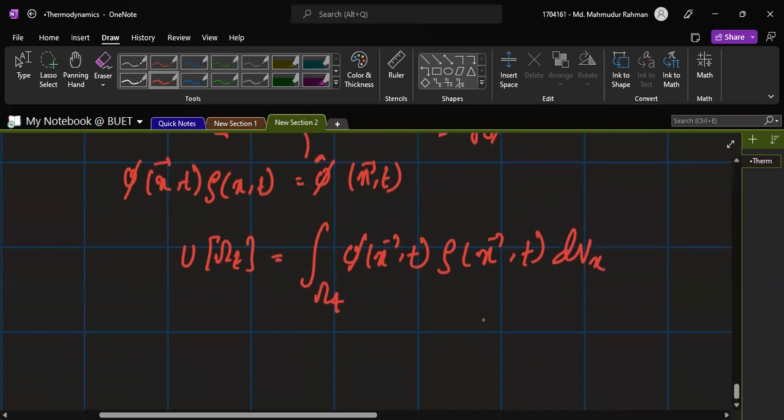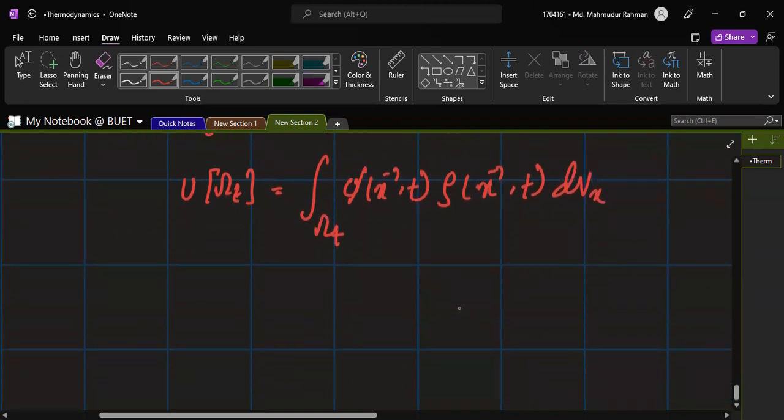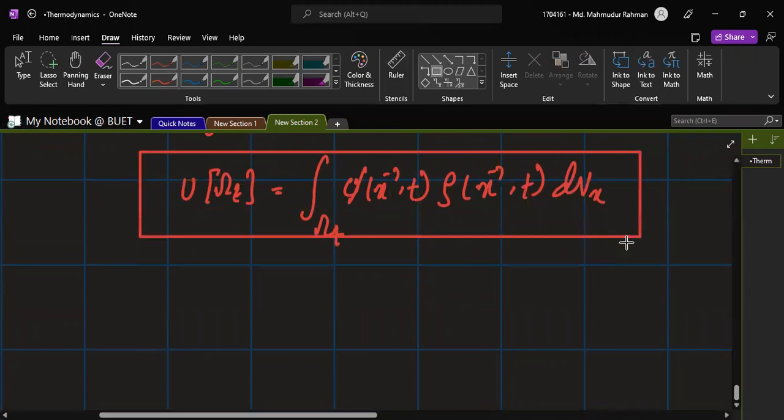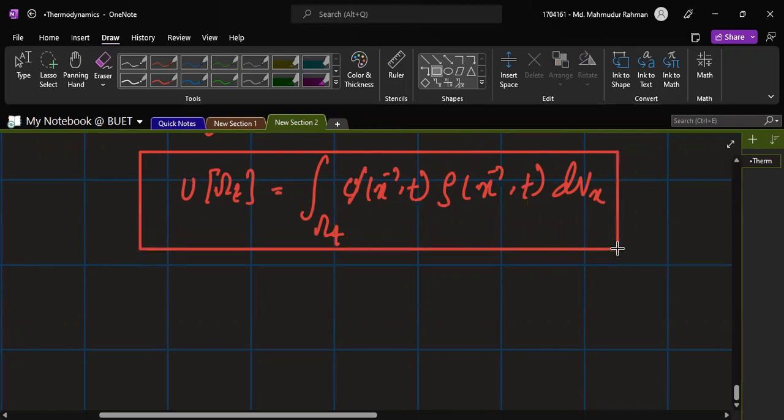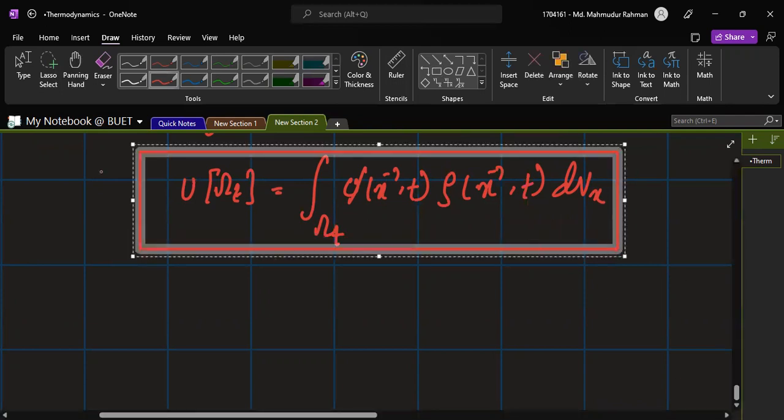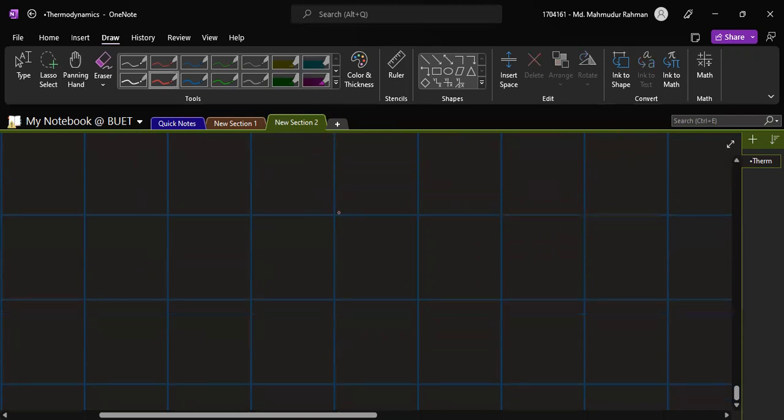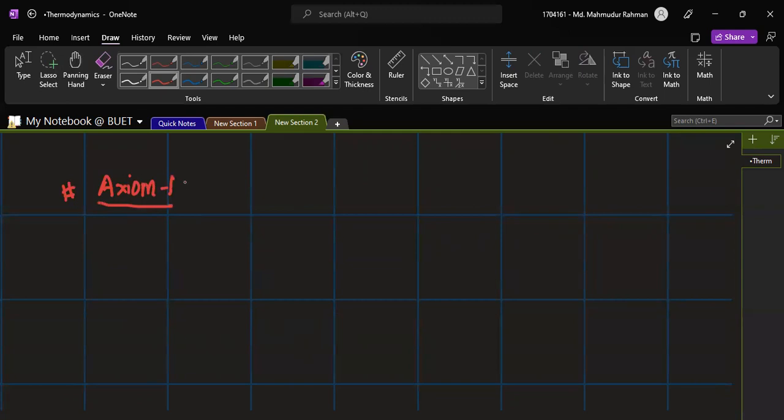So this is the expression that we have for internal energy, the integral expression of our internal energy for a continuum body, under the assumption that U possesses the extensive property, that it depends on the size of the system. Now we're going to give our axiom. So this is axiom 1. Based on this preliminary discussion, we have axiom 1, that is the first law of thermodynamics.